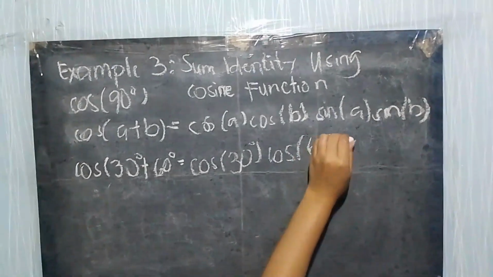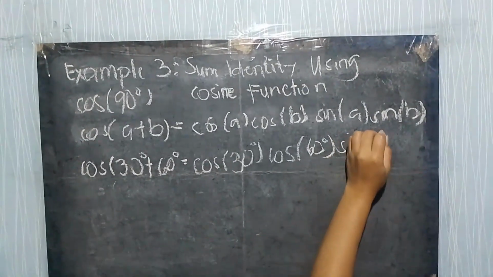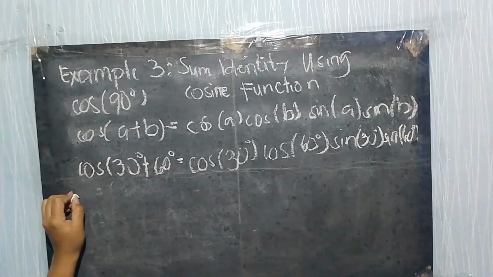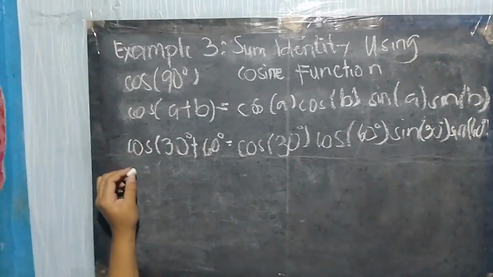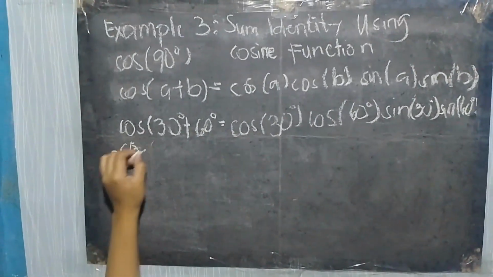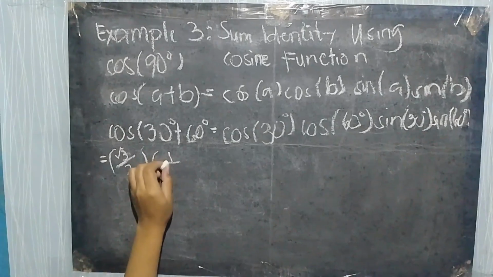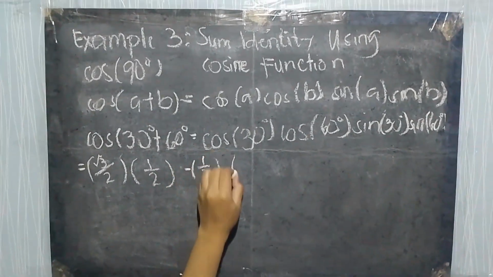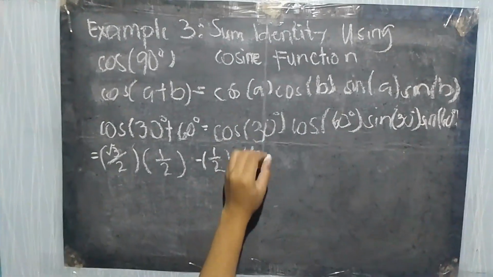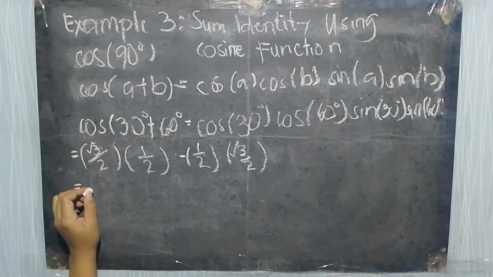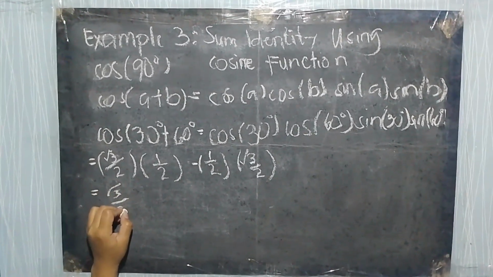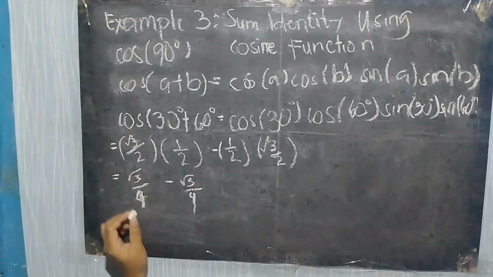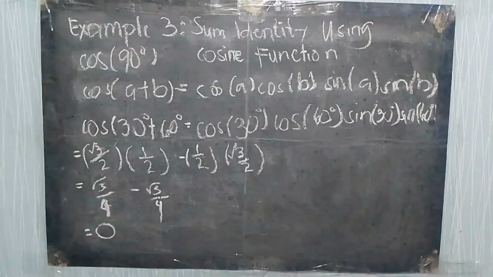Based on the unit circle, cosine 30 is equal to square root of 3 over 2, cosine 60 is equal to 1/2, minus sine 30 is equal to 1/2, and sine 60 is equal to square root of 3 over 2. Square root of 3 times 1 is equal to square root of 3, 2 times 2 is equal to 4, minus 1 times square root of 3 is equal to square root of 3, 2 times 2 is equal to 4. Square root of 3 over 4 minus square root of 3 over 4 is equal to 0.